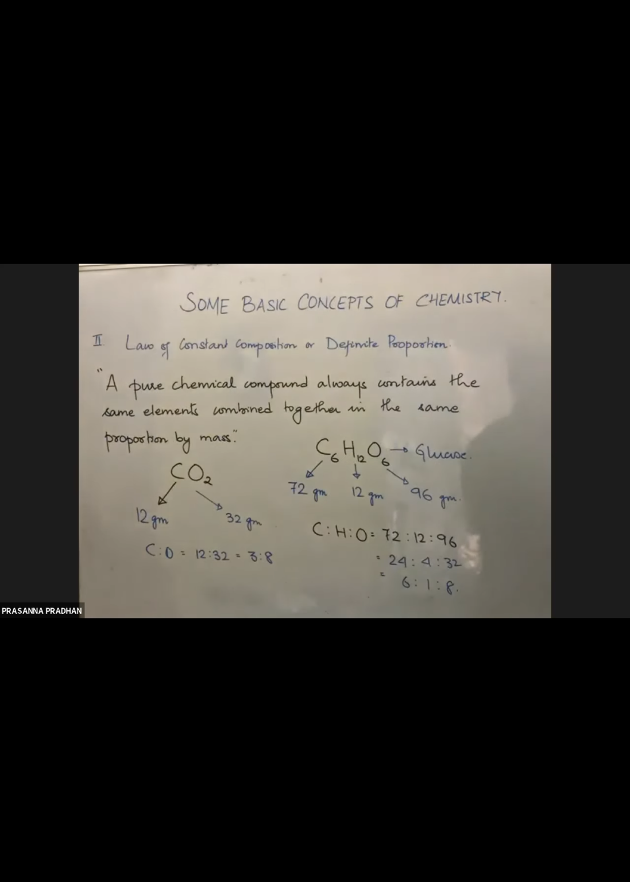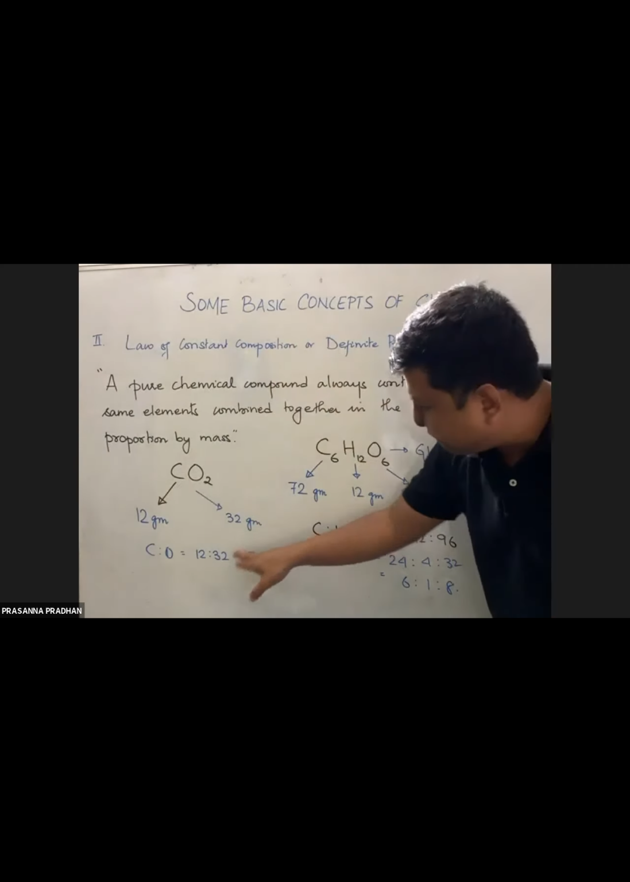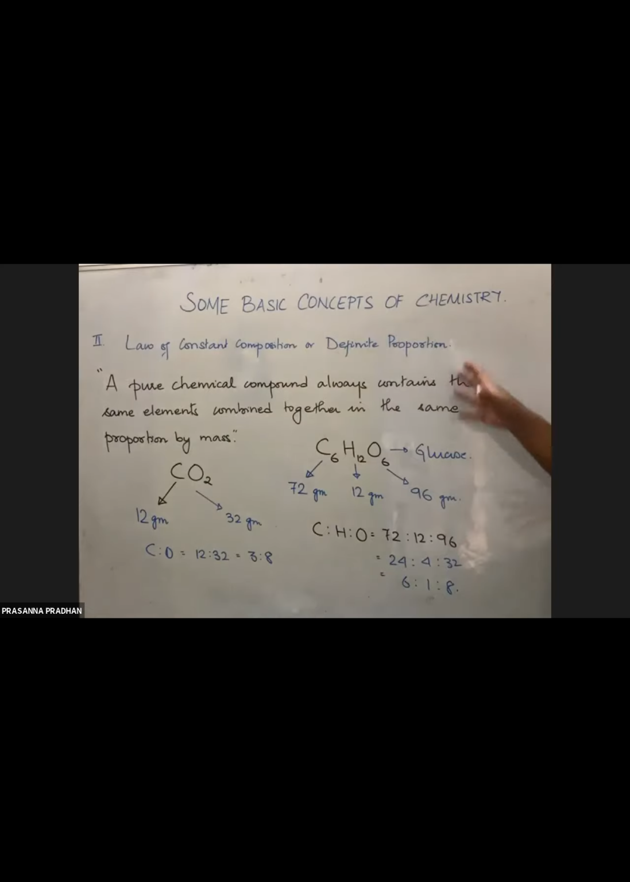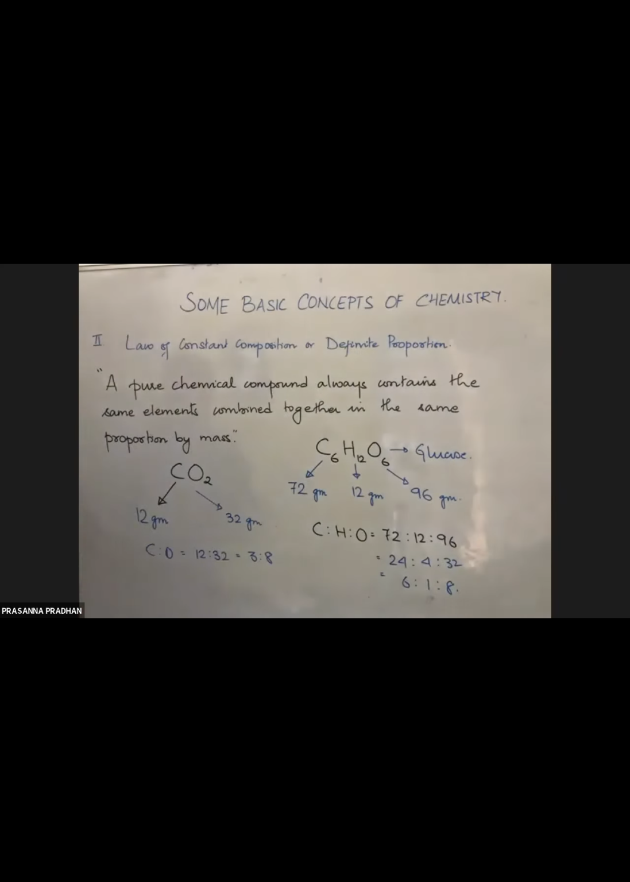Okay, so this is about your law of constant composition. The composition is always fixed, constant, or definite proportion. They combine in a definite proportion by mass. So again, it's a very easy law.